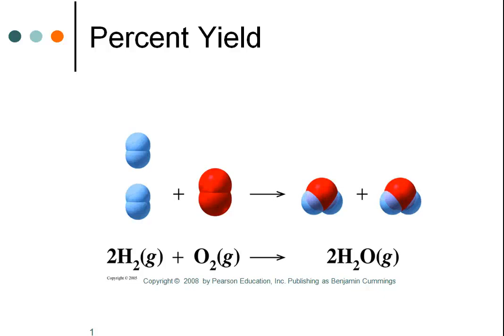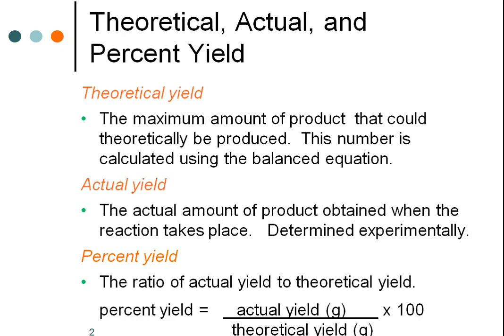This screencast covers the concept of percent yield. To understand this, you need to know a little bit of terminology. The first term is the theoretical yield. This represents the maximum amount of product that could theoretically be produced. This number is calculated using the balanced equation.